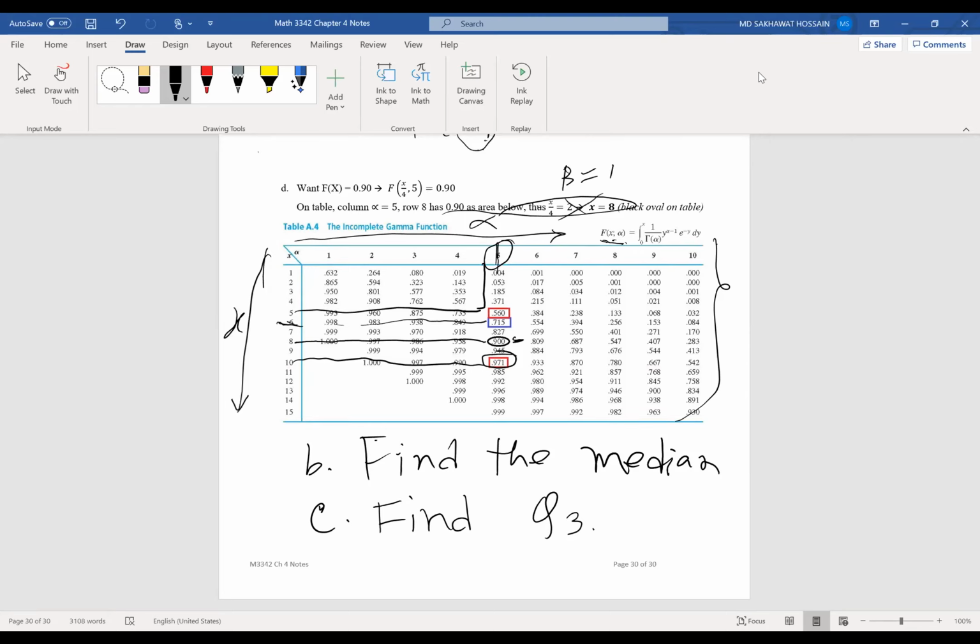Okay, A was finding the Q1 and Q3 for example earlier. Yeah, you're right. Thank you. Okay, so this is all about chapter 4. Now we'll start chapter 5. Any question?